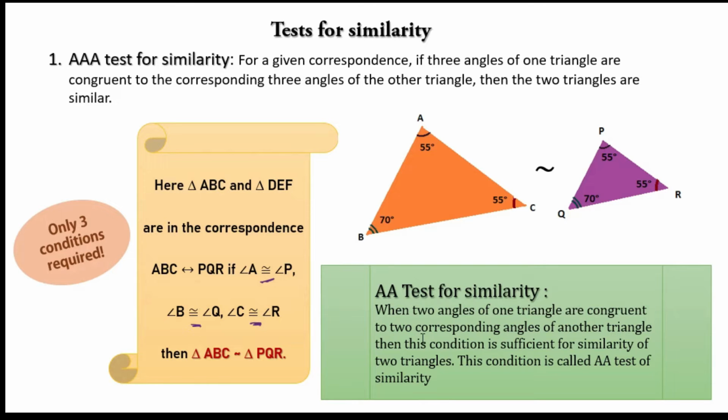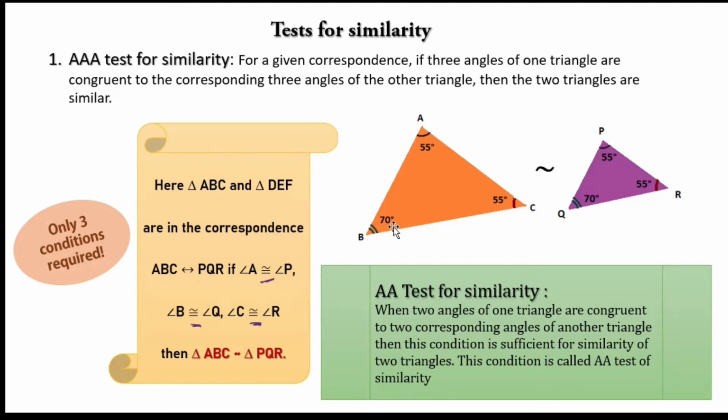Now this is very interesting. See, in the AA test, one A is missing. It means we don't need to check all three, only two pairs we have to check, whether these two angles are congruent with these two angles. We need not check that angle C and angle R are congruent, because automatically it will be congruent, as the sum of measures of angles of a triangle is 180 degrees.